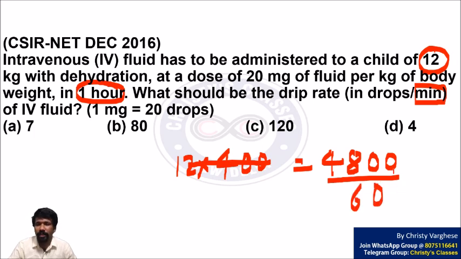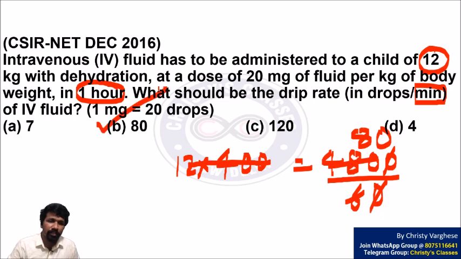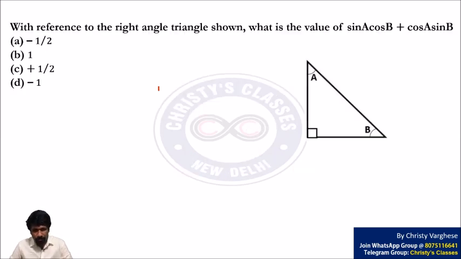Or 1 by 60 times 4800. That means, because 1 hour is 60 minutes, 1 minute is 1 by 60 hours. So 4800 into 1 by 60 will be the final answer. 4800 into 1 by 60 means 480 by 6, 80 will be the answer. 80 drops in 1 minute. 4800 drops in 1 hour. 4800 by 60, 80 drops in 1 minute. So option B is the answer.